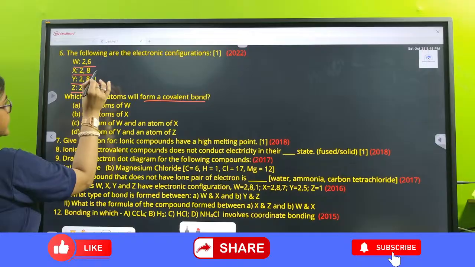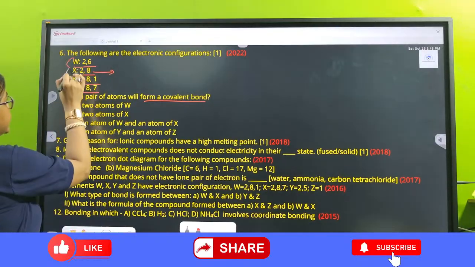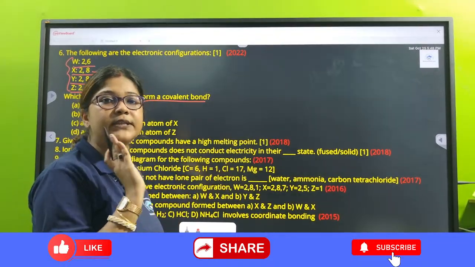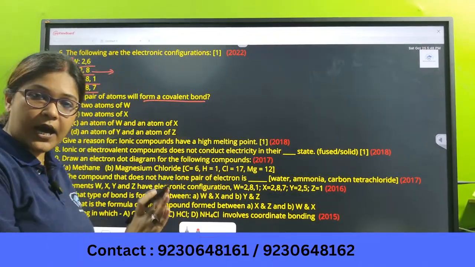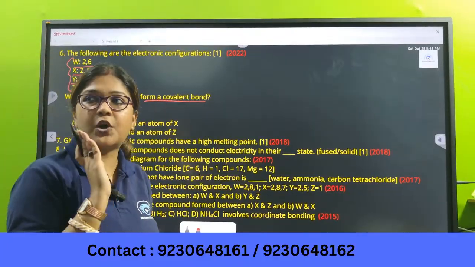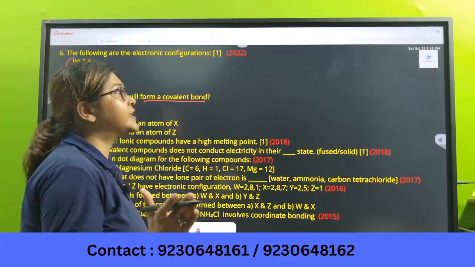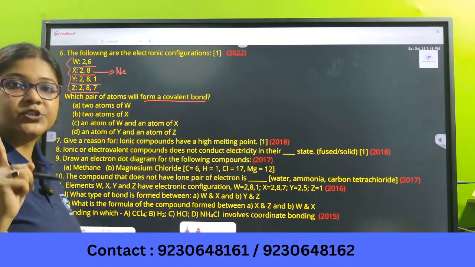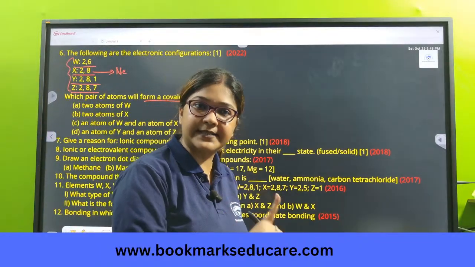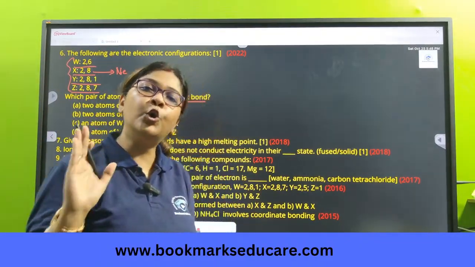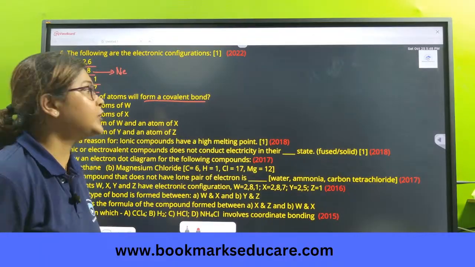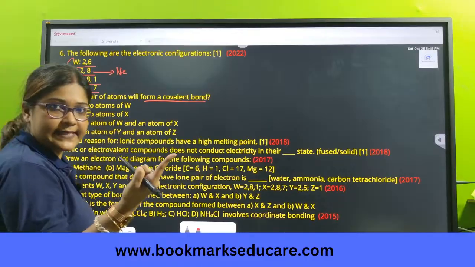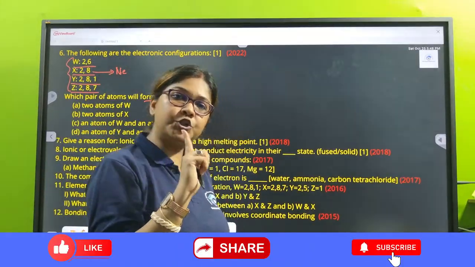You see X. First, if you consider X among these 4 elements, it is already 2, 8. That means it has a stable outermost valence shell, or a stable electronic configuration like that of neon. So it is highly unreactive. It is an example of a noble gas. No question of forming a covalent bond. Next, W is 2, 6. That means it has a 2 electron shortfall.